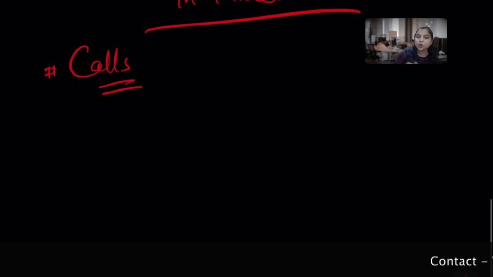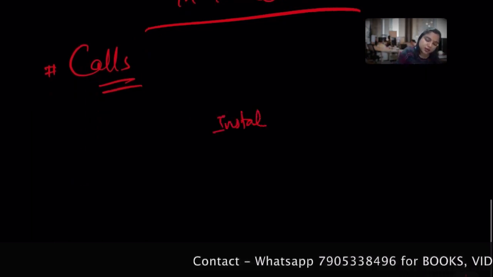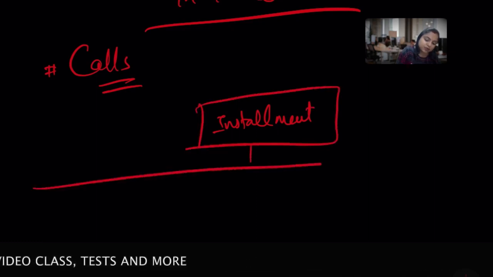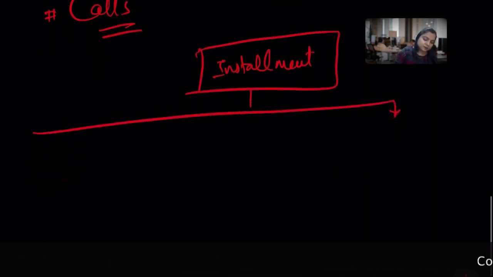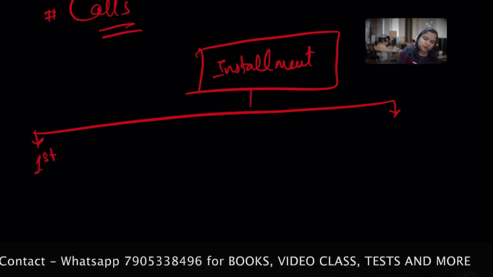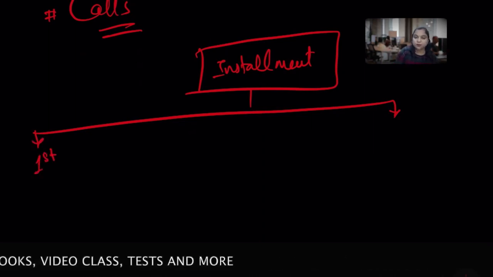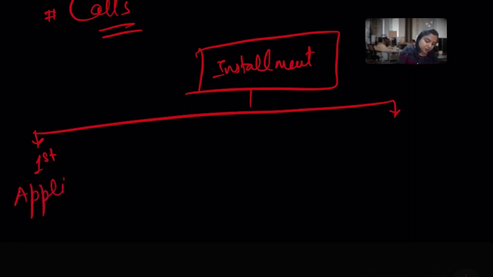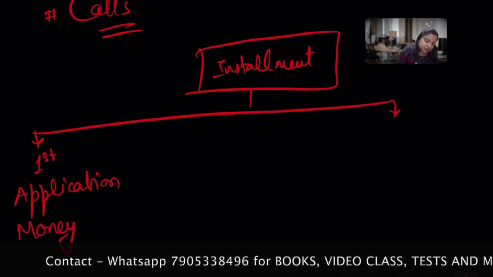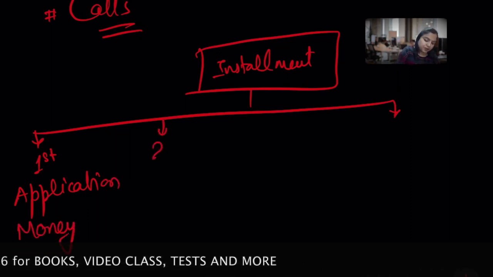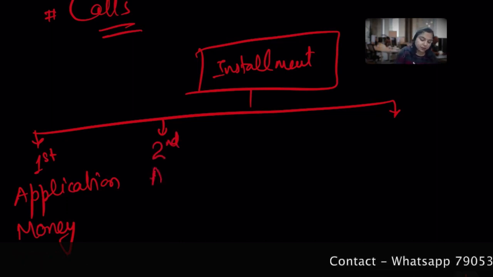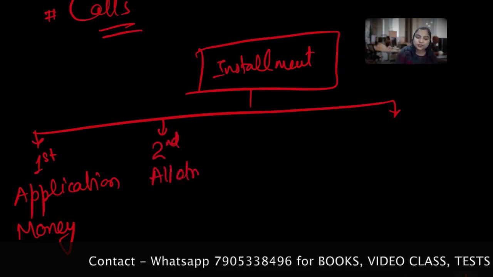So we'll discuss the installments briefly. I know you people know everything, but I want you to recapitulate everything you have learned so far. The first installment is called application money. I'm writing first, so you will gather that it's all about the installments. So it is application money. The second installment, I'm writing just second, and for the installment heading, that will be your allotment money.